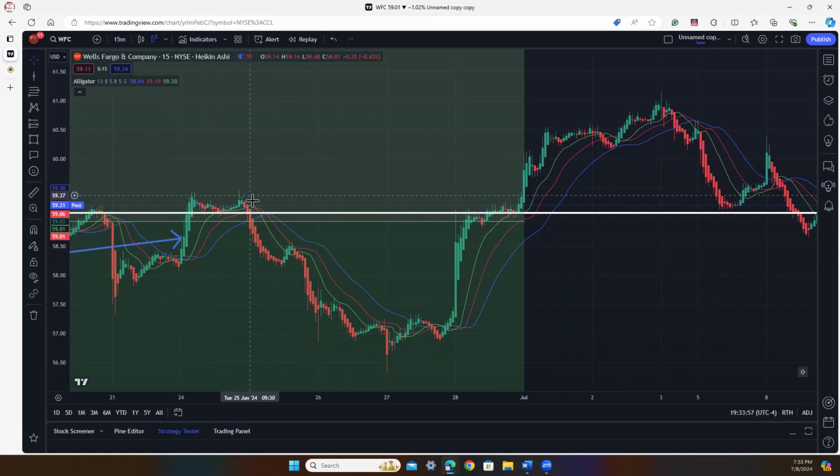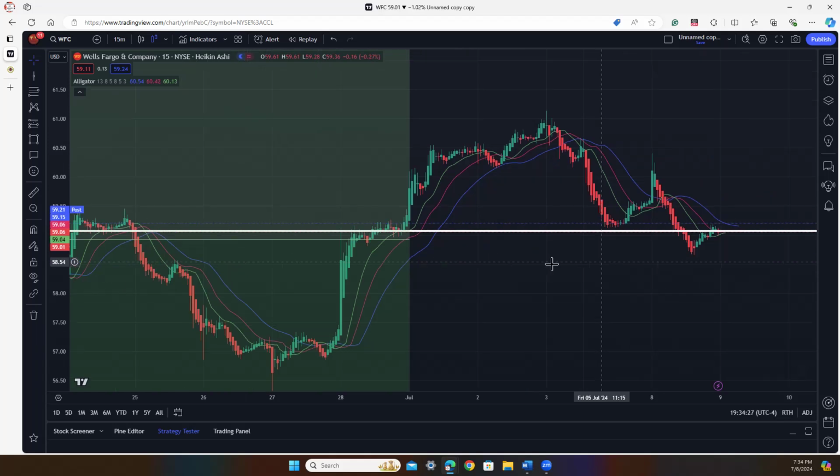Green is on top, blue is on the bottom. In other words, the alligator's mouth is open. This gives you a good indication of when to buy. Your buy signal is right here when they cross. When the blue and the green cross, that gives you your buy signal. When the blue is on top, when it crosses right here, that gives you an indicator of when to sell. Same thing. Your buy is right here. Your sell is right here.